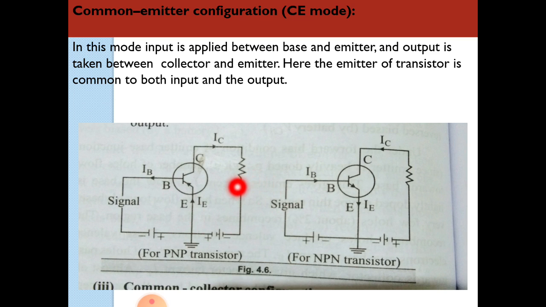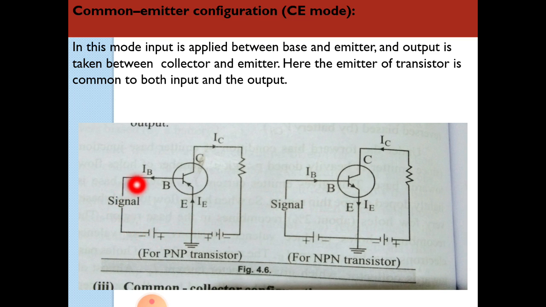Okay, this is the input circuit and this is the output circuit. Both the circuits contain the emitter terminal common. Hence this emitter terminal is neutral and grounded. Here also the input circuit and the output circuit contain the emitter terminal common and it is grounded in the circuit diagram.